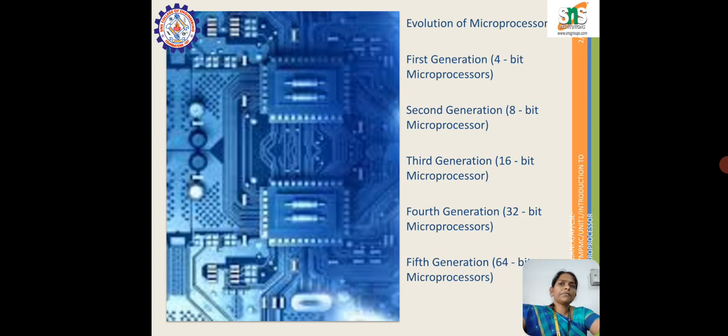Next is the fifth generation. Examples of fifth generation microprocessors are the Intel Pentium Pro and Intel Pentium 2 and 3. The fifth generation introduced advanced features such as superscalar execution, out of order execution and large on-chip caches. Then the Intel Pentium 4 and similar processors come under the sixth generation.